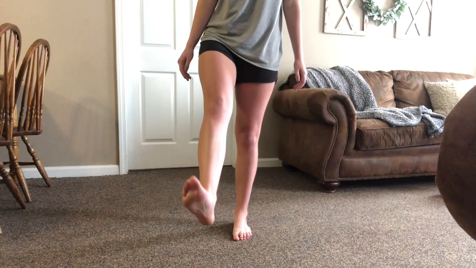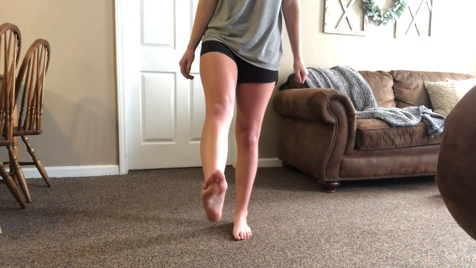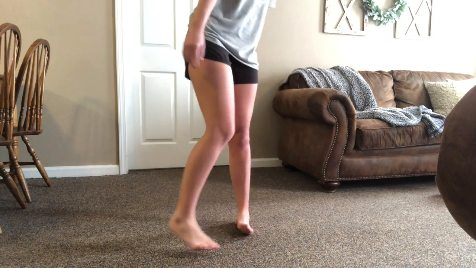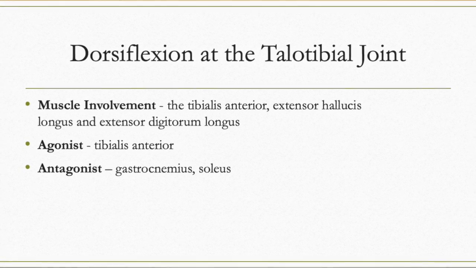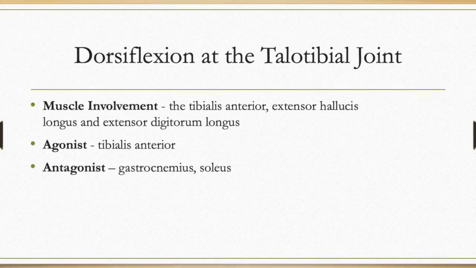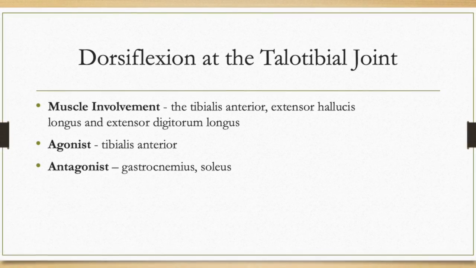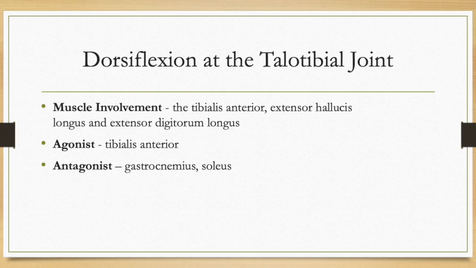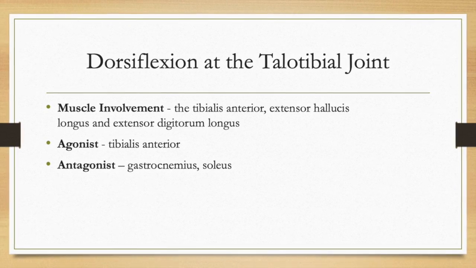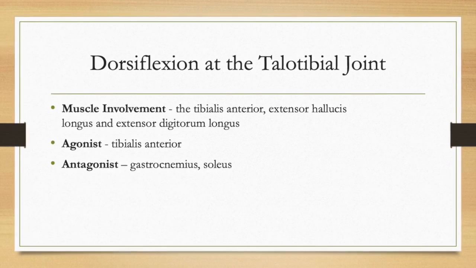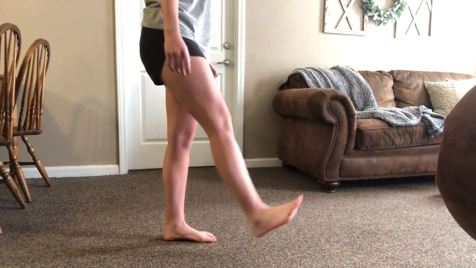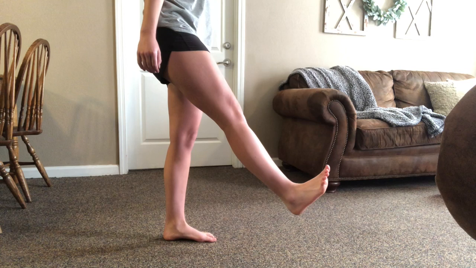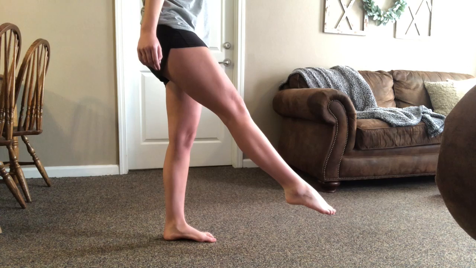Next is dorsiflexion at the talotibial joint. Dorsiflexion at the talotibial joint's muscle involvement is the tibialis anterior, the extensor hallucis longus, and the extensor digitorum longus. The agonist is the tibialis anterior, and the antagonist is the gastrocnemius and soleus. So again, the dorsiflexion at the talotibial joint is just where you're bringing your toes up in that motion.